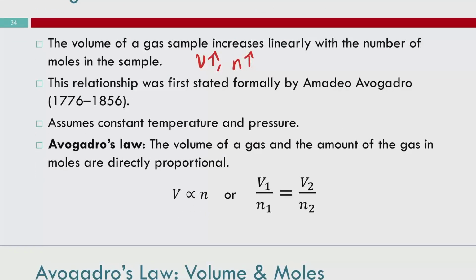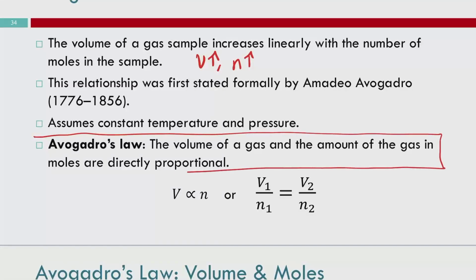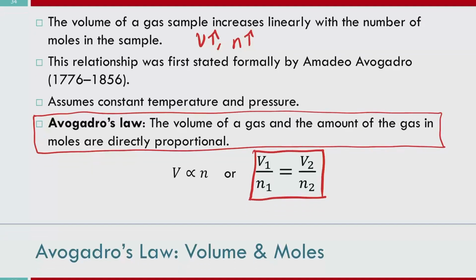And so here's our Avogadro's law. The volume of a gas and the amount of the gas in moles are directly proportional. So we've got our little is proportional sign, or little alpha. So we get V1 over N1 equals V2 over N2. And if you wanted to memorize the simple gas laws, this is the one that you'd memorize for Avogadro's law. So anytime you've got volume and moles, and then another volume or another moles, this is the law that we would be using.